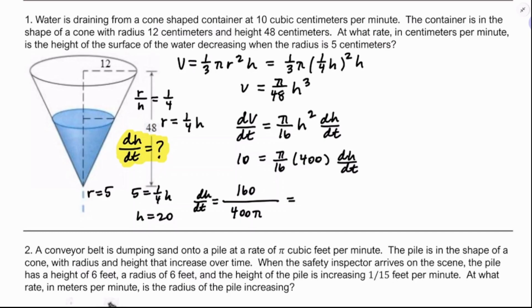Well, that is dh dt. If I was going to simplify that, I could definitely divide both sides by 10, at least. 16 over 40 pi. I see there's a factor of 8 in both of those, so that's probably going to be 2 over 5 pi. I'm pretty sure about that. Yeah, that looks good to me.